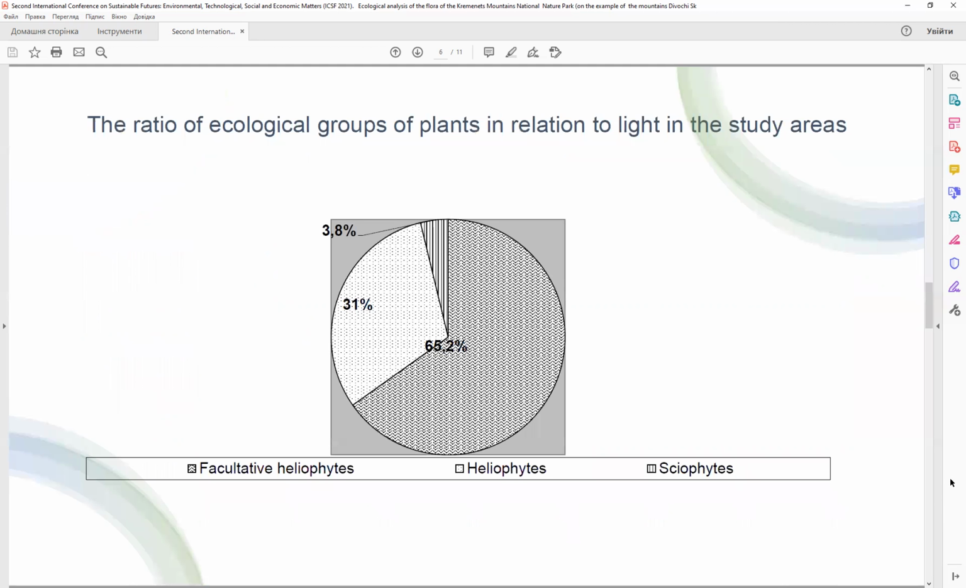In relation to the light condition in the study area, we identified the following ecological groups of plants, which you can see on this slide. The most numerous are facultative heliophytes. These are 65.2%. These are such species as Botrychium lunaria, Trollius europaeus, Phyllitis scolopendrium, Anemone nemorosa, Anemone ranunculoides, and others.